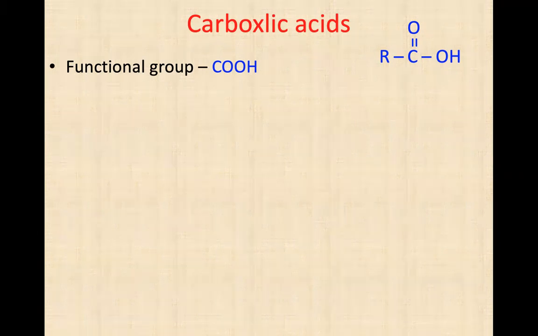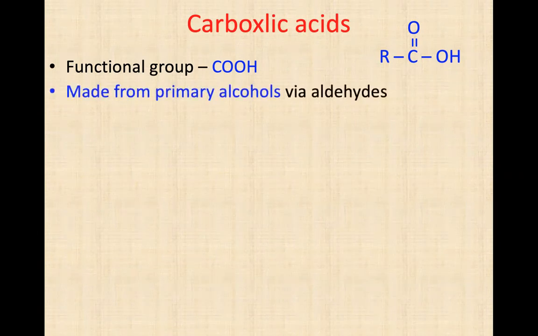So there's a whole lot of things that come of it. Carboxylic acids are made from primary alcohols. But the primary alcohol becomes an aldehyde, and then the aldehyde becomes a carboxylic acid. The most obvious one is ethanol becomes ethanal, becomes ethanoic acid. Ethanol in wine can become ethanoic acid, wine vinegar. So that's how wine vinegar comes about.